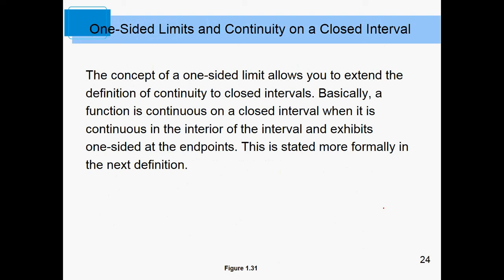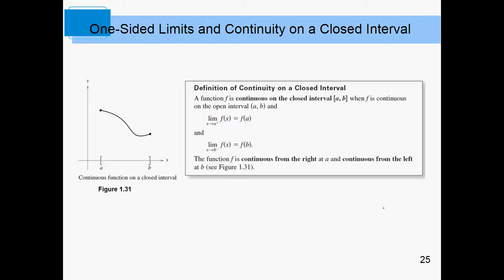And it exhibits one-sided limits at the boundaries, at the endpoints, okay? Or we can say a function is continuous on a closed interval. Notice when we say closed interval, we use brackets on A, B instead of the parentheses.